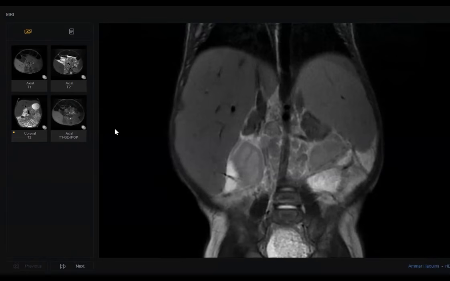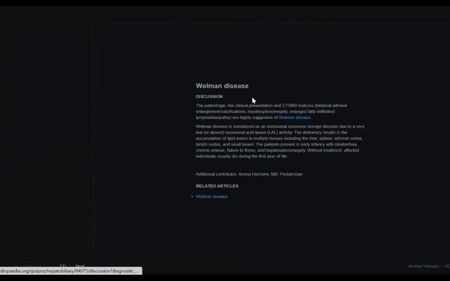This is a syndrome, like you told. Even if you didn't know the name, at least it looks like a metabolic syndrome. Thank you so much. It was Wolman disease. What is Wolman disease? Abnormal deposition of fat within the adrenal glands and liver, spleen, and I think some lymph nodes.